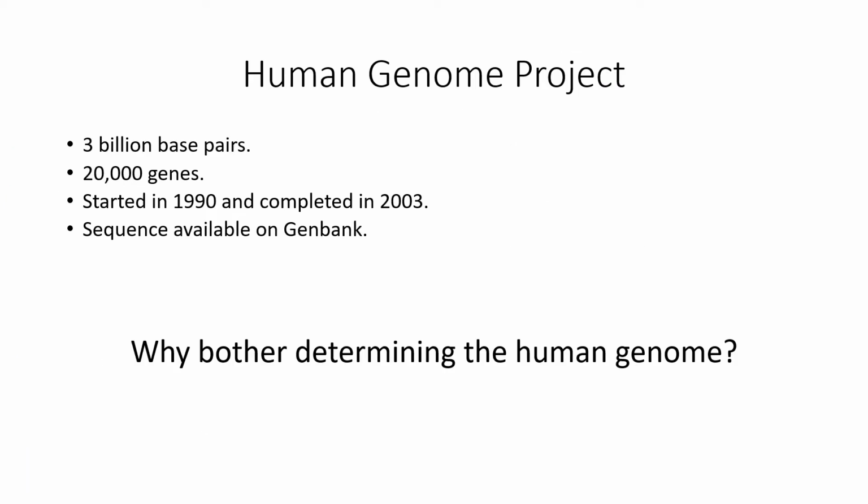The Human Genome Project. The Human Genome Project looked at 3 billion base pairs, 20,000 genes. It took well over 10 years to put together, and the sequences are actually available online. You do have to pay for them, but they are actually available. The question is, why did we bother? It was huge amounts of money involved. Why did we bother? Spend a minute, no more than a minute, come up with some ideas over why we bothered to actually determine the human genome. When you're ready, you can restart the presentation.